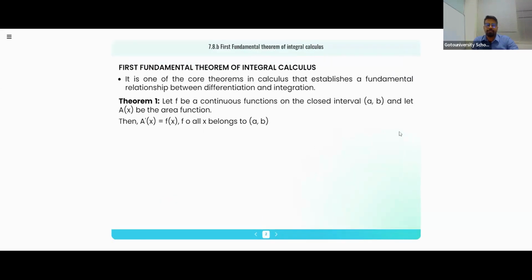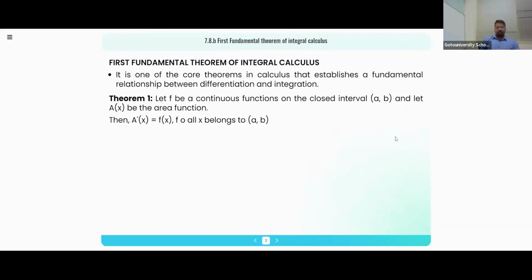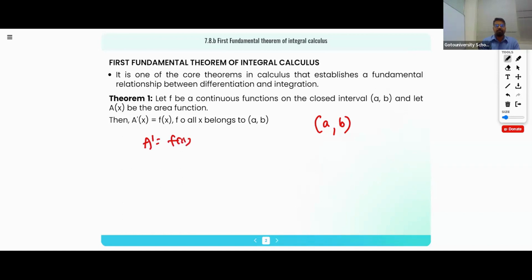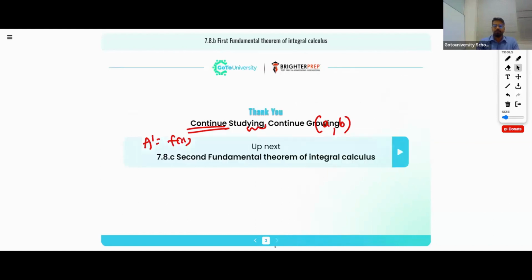The theorem says, let f be a continuous function on the closed interval a to b. What is a closed interval? We have a and b included in that. Let A of x be the area, then A dash of x is equal to f of x for all x that belongs to this region. So this is the theorem. Just remember this theorem statement.